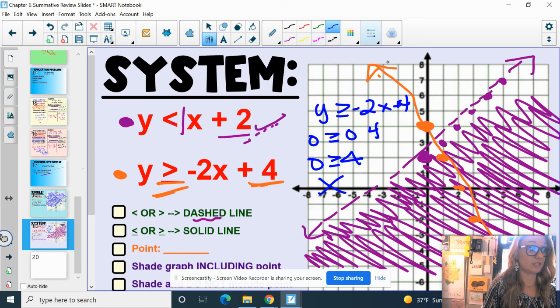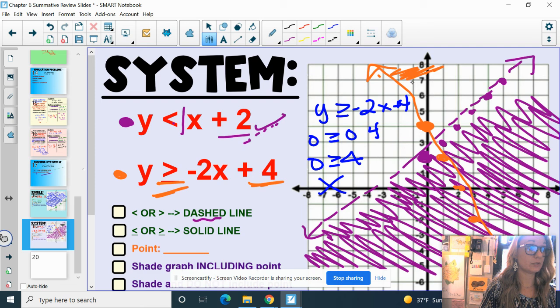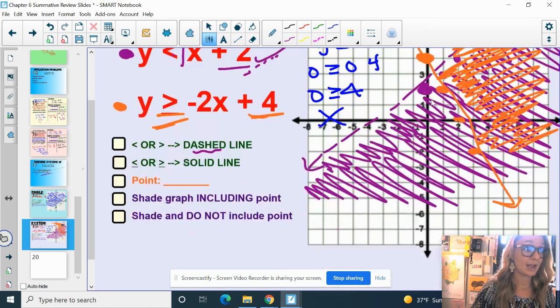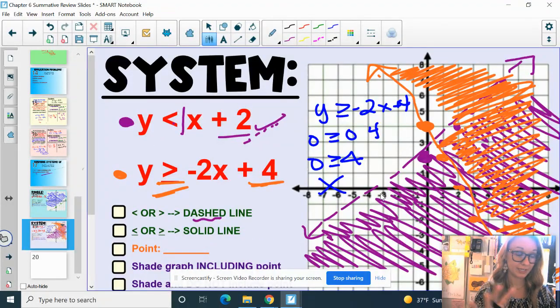So you need to take your little orange colored pencil or marker, and we're shading this region up here, the part that doesn't have (0, 0), because that makes your inequality false, fake news, absolutely not. And you're just going to shade your little way down here. Oh my gosh. Now, the most critical part of this whole thing is after looking at this coloring mess, you need to identify your solution region for us.